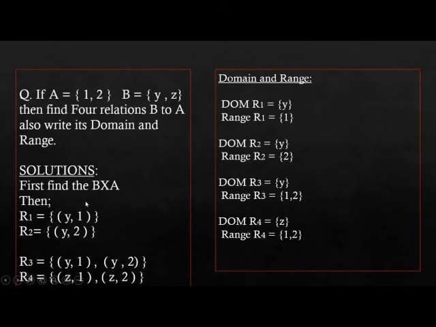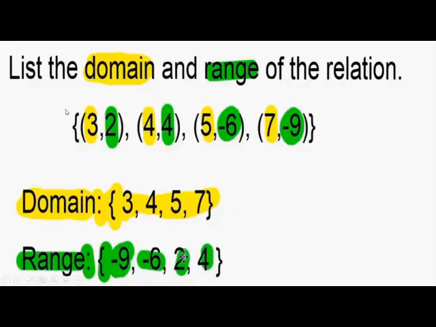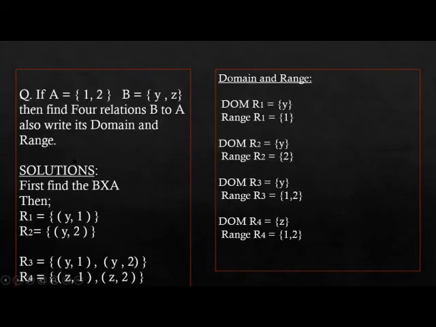So I have done this question directly, but if you are going to solve it in the examination, do the proper steps. I have told you multiple times how we can find B to A. This is your homework, to find this B to A in your practice copy. Then you have to find the relations. I have written down all the relations, which are the four relations given in the question.